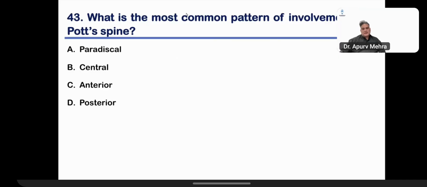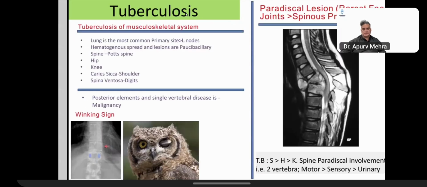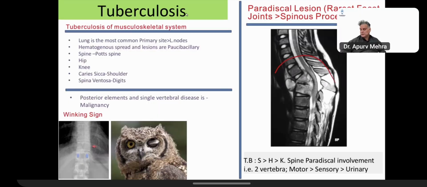What is the most common pattern of involvement of TB spine? Paradiscal. It's a very important question. It's simple, this should not go wrong. Vertebral involvement is tuberculosis.